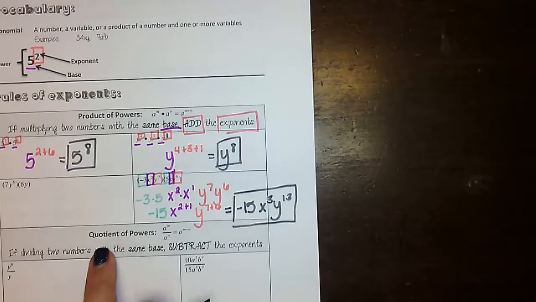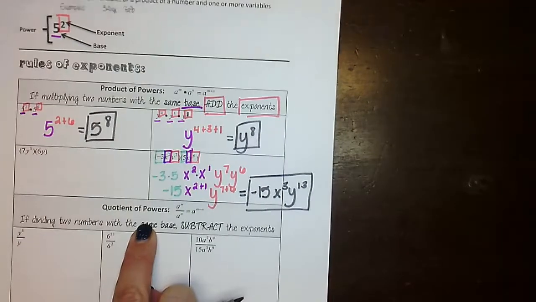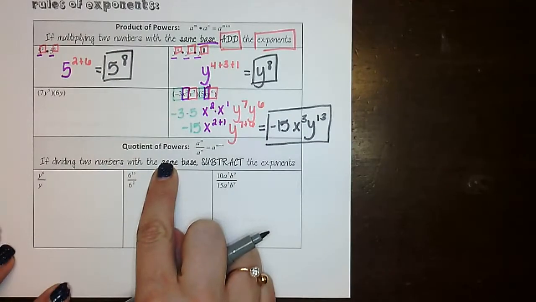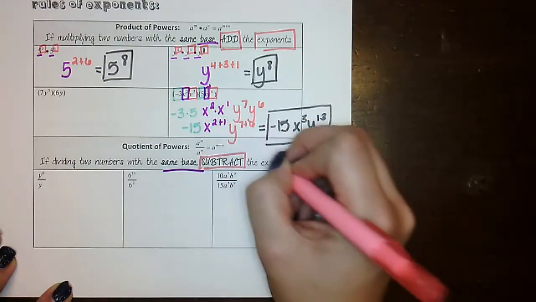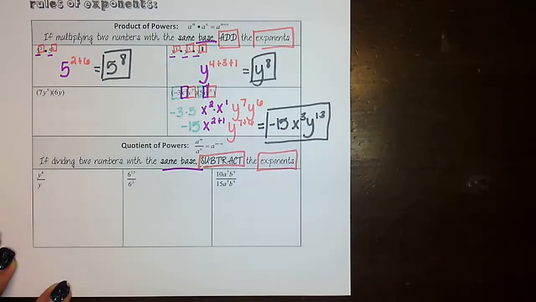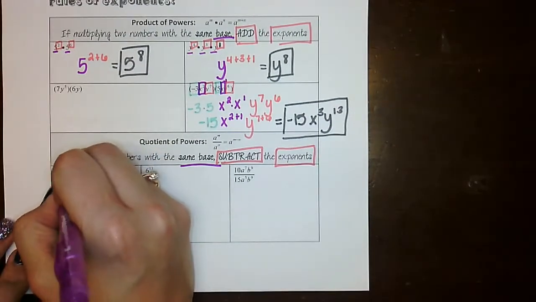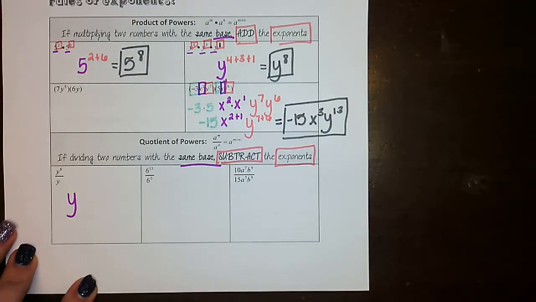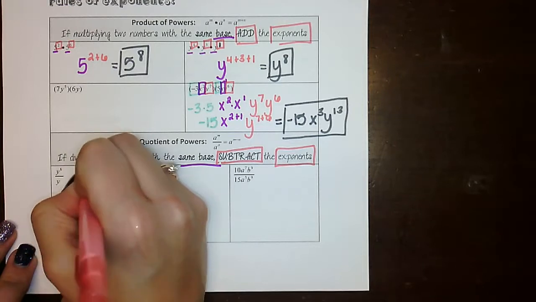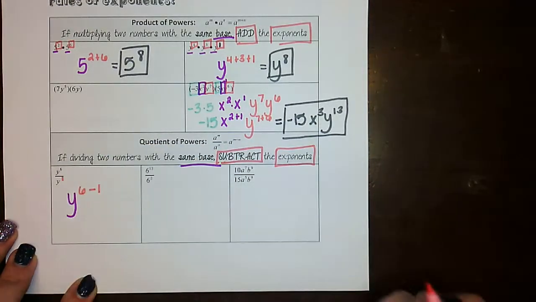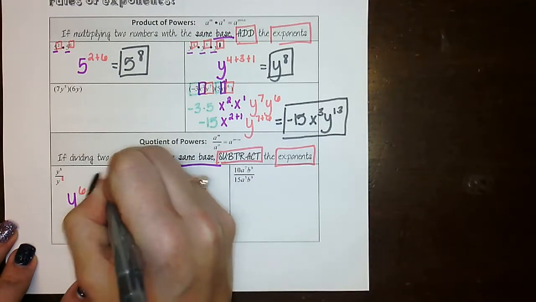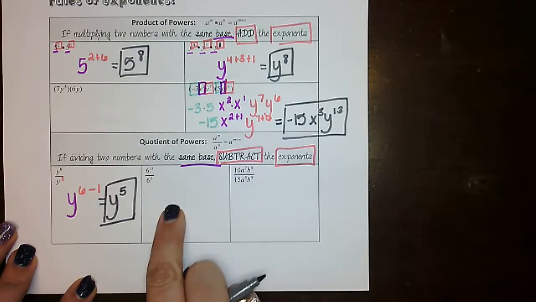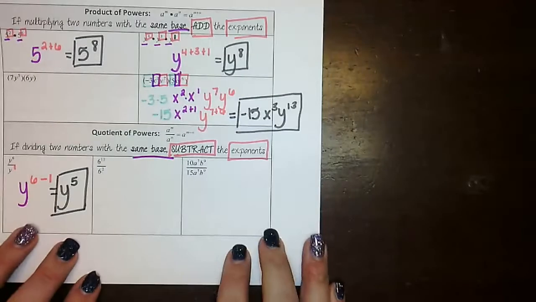So now let's look at a quotient of power. So this is when we are dividing. It's when we're dividing, and what we're going to do now, they have the same base. We are going to subtract the exponents. So what this looks like, I have y is my base, and now I'm going to subtract. We always start with the numerator. So it's 6 minus, and remember there's a 1 here. So 6 minus 1, our base is still y. 6 minus 1 gives us 5. I'm going to let you try this one on your own.